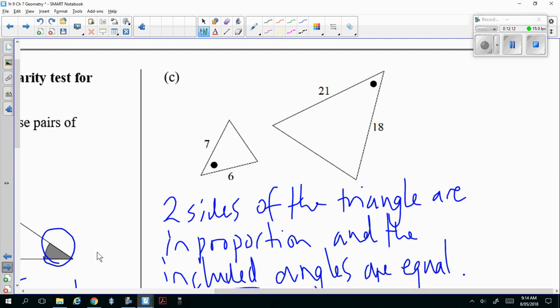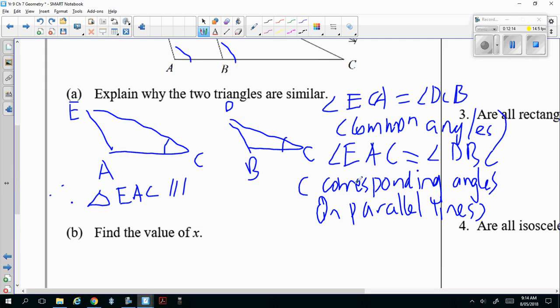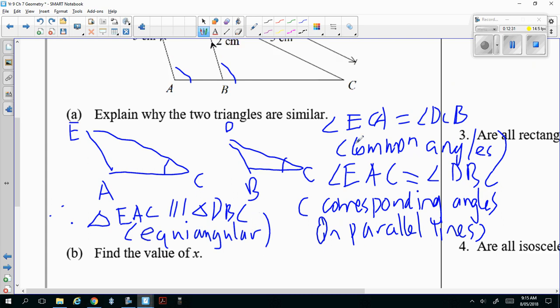Okay? All right, so you say similar to triangle DBC, reason equiangular. That's the structure of a similarity test. So I give 2 reasons, because you only need 2 angles being equal, and then write a conclusion. Therefore, the triangles are similar, equiangular.